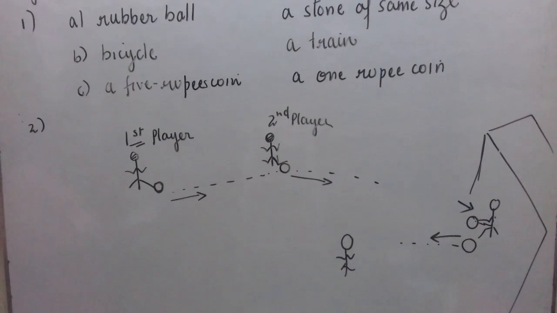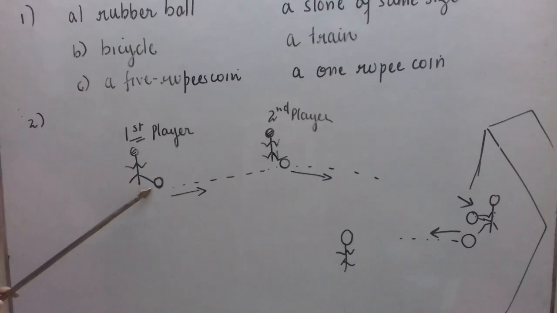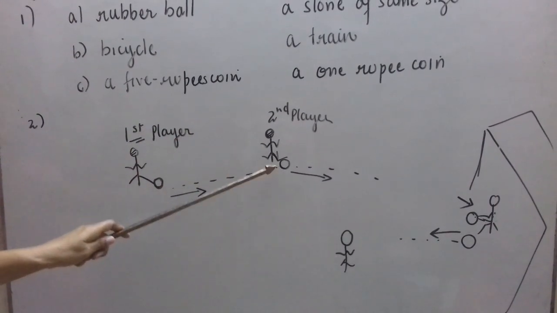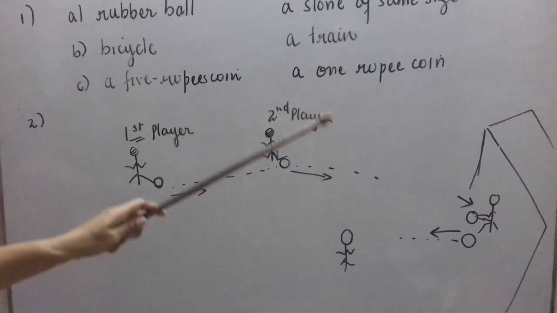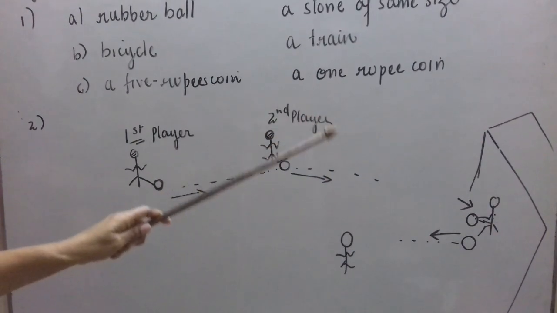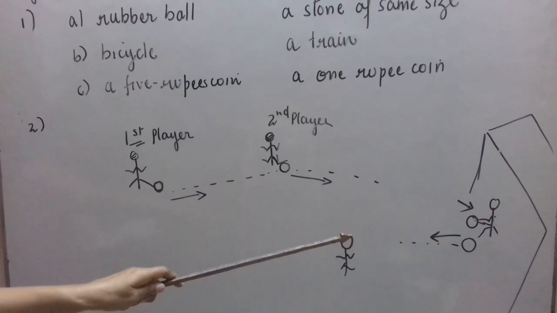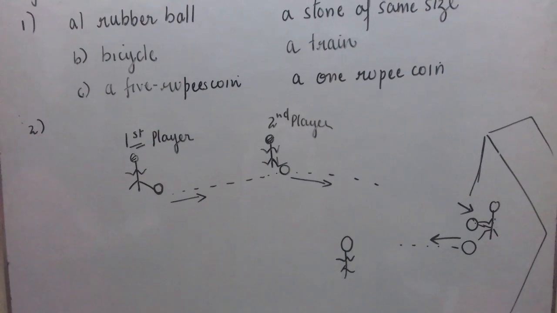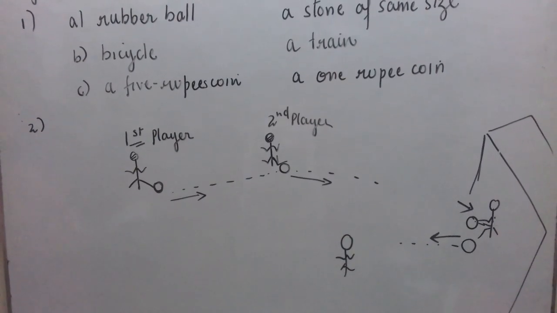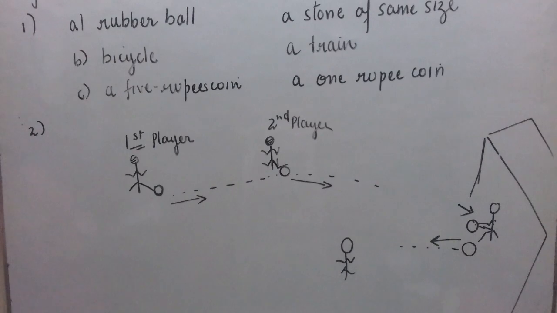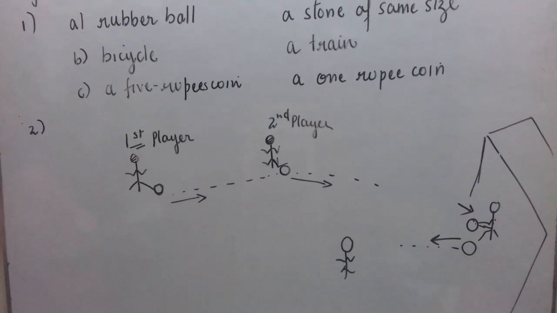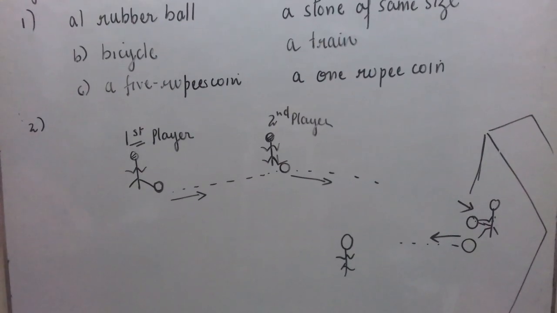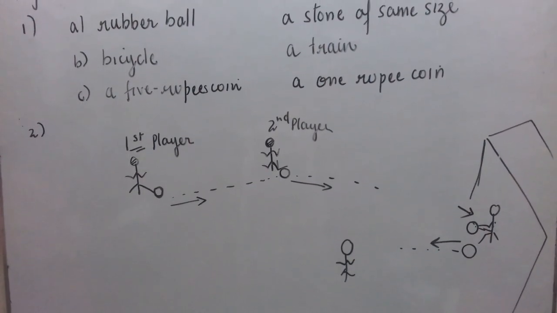So here, the first player kicks the football towards the second player of his own team. The second player kicks the football towards the goal. The goalkeeper of the opposite team collects the ball and then kicks it towards a player of his own team. You have to answer 2 questions. One, identify the number of times the velocity of the ball changes. And two, identify the agent applying the force in each case.